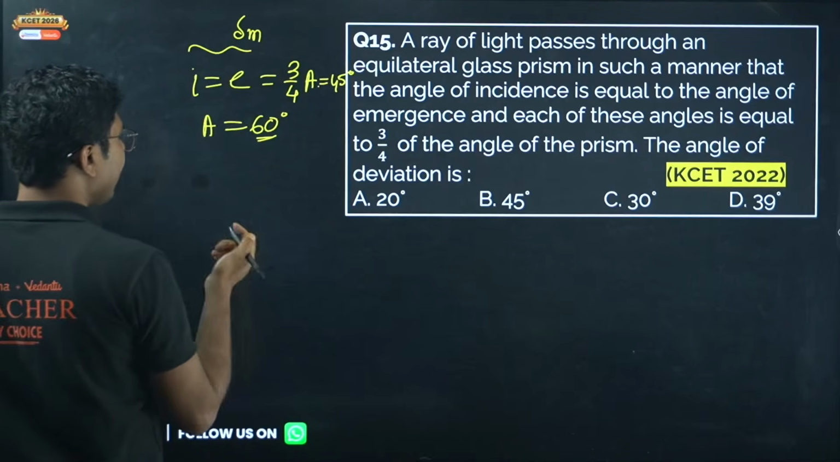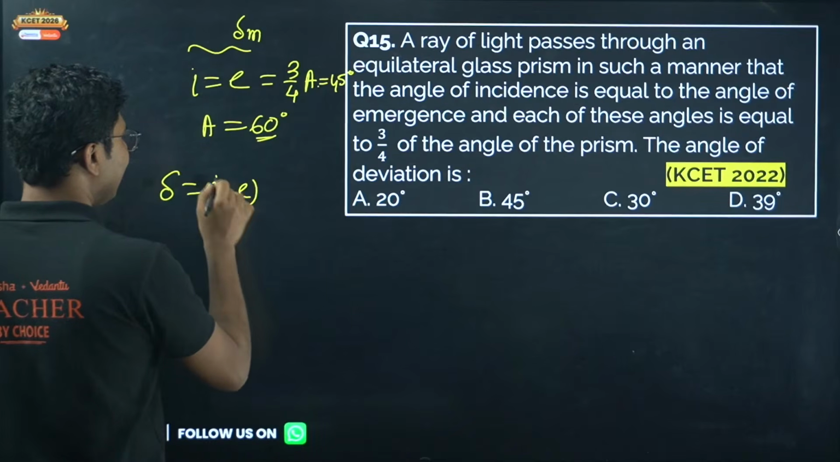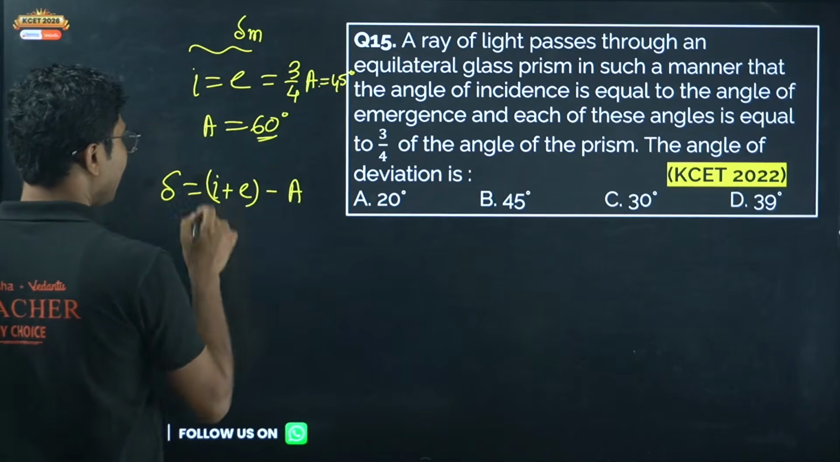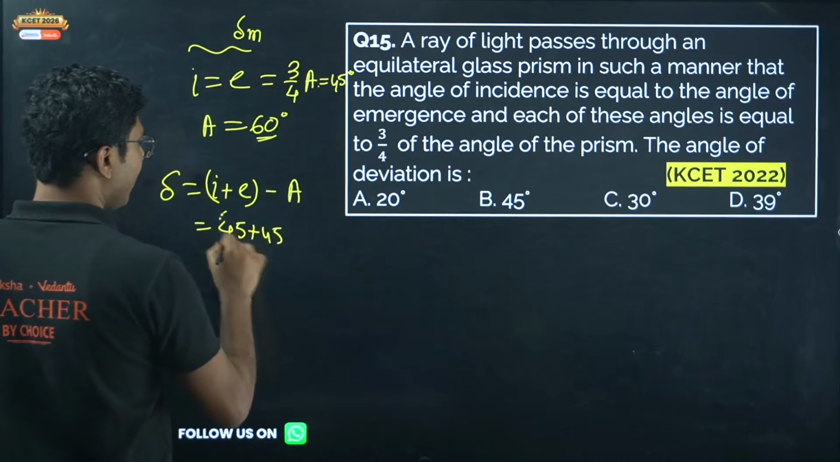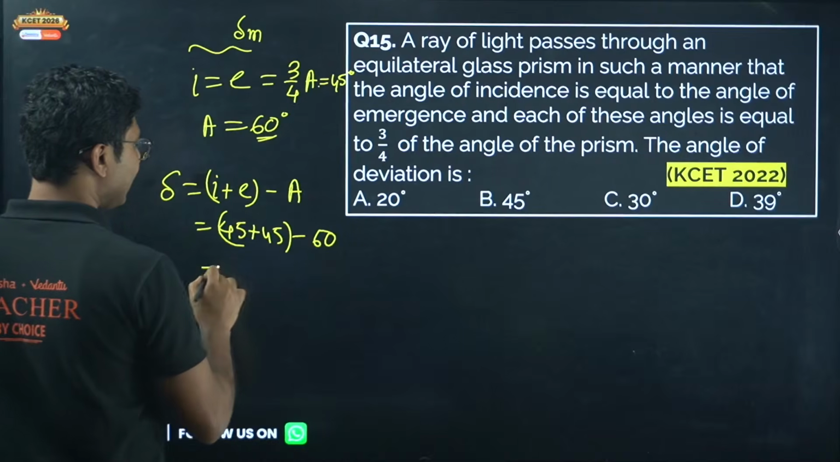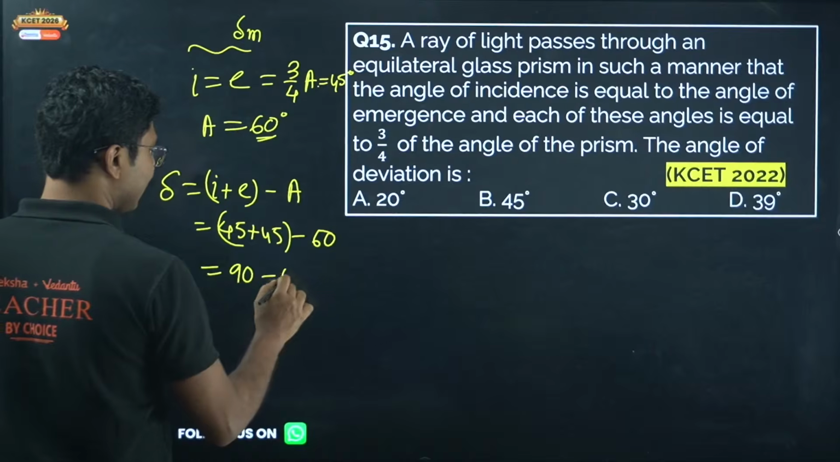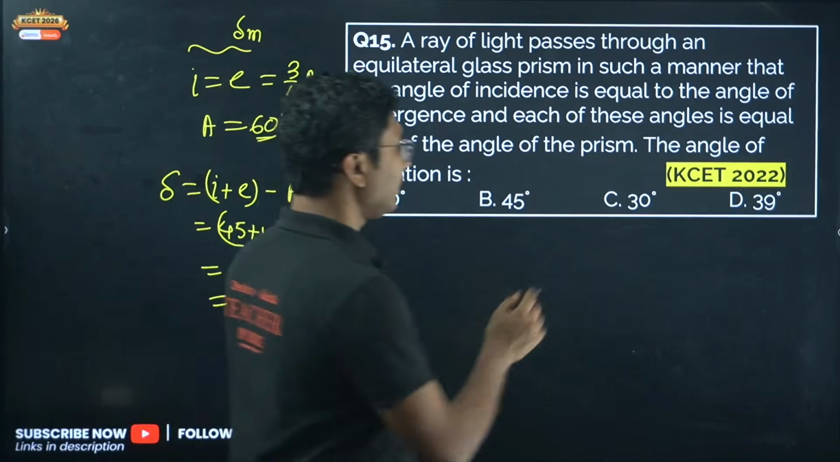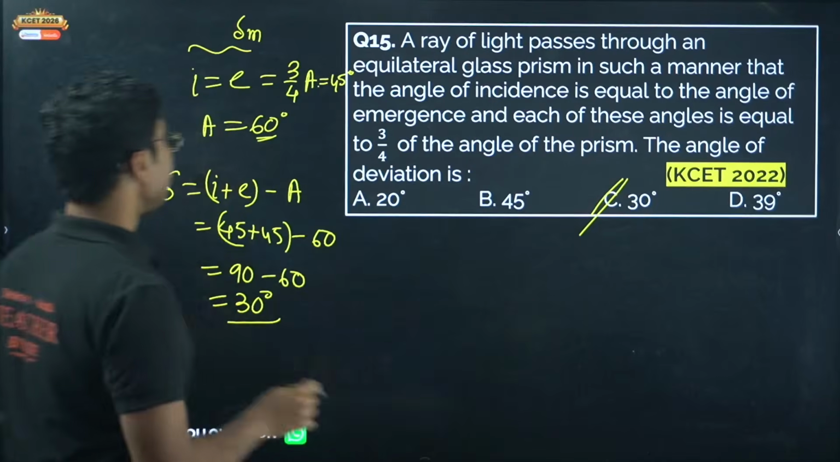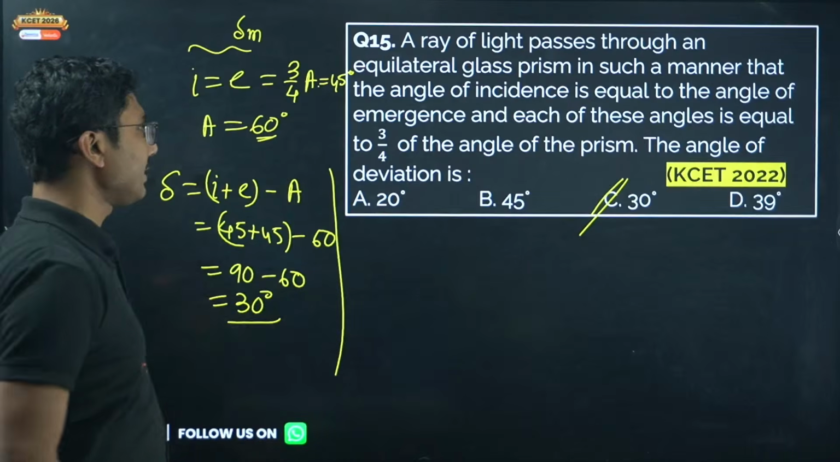Now what we know is that angle of deviation equals I plus E minus A. So I plus E means 45 plus 45 minus 60, that is 90 minus 60, that is 30 degrees. So the angle of deviation is 30 degrees. Okay, so these are all the formulas that are very, very handy in solving KCET questions.